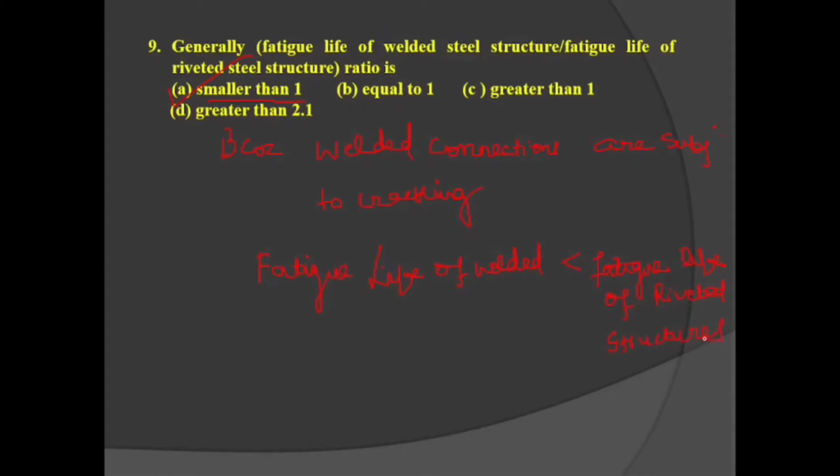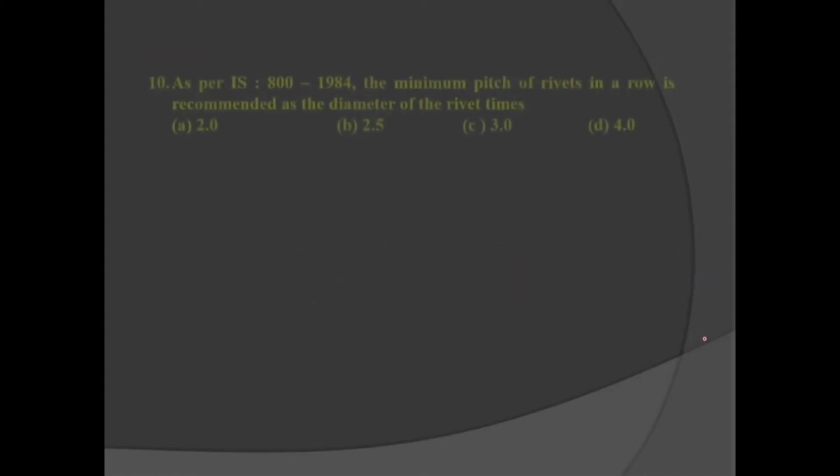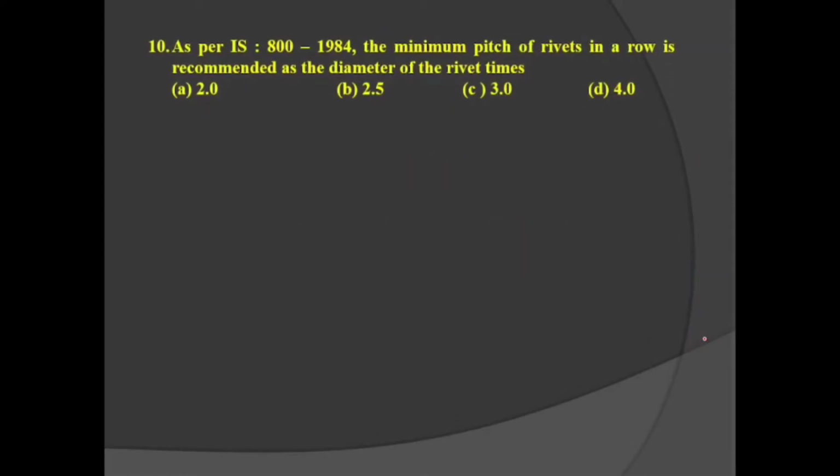Okay, so my dear students, let's move towards our question number 10. As per IS code 800 1984, the minimum pitch, as we know, is 2.5 times the nominal diameter of the rivets. However, the maximum pitch may be 12 times T minimum, or 200 mm or 300 mm. Various cases were there. We had discussed the specifications of the pitch, rivet value, gauge distance, etc. during our theoretical discussion.